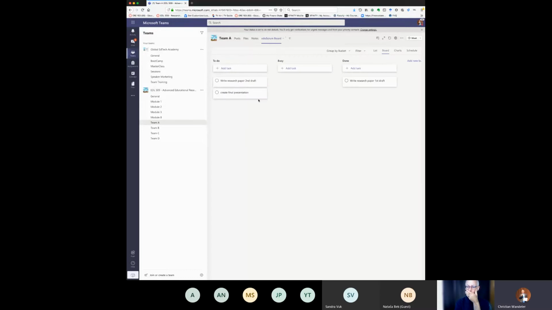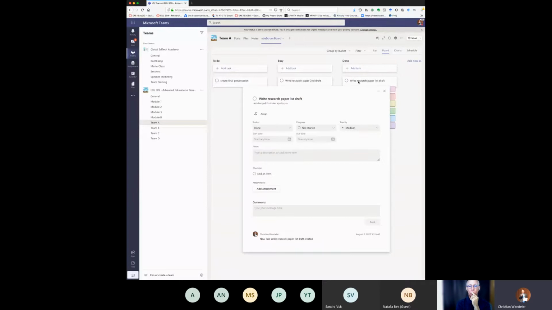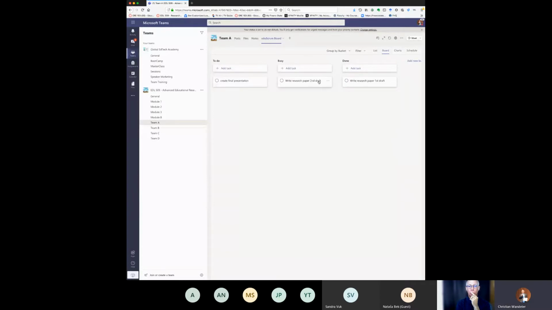And here's another little example for them, right? These guys are busy writing the second draft of the research paper, and they're already done with writing the first draft. I'm sorry. Plus they can do all the other stuff. They can do the meetings. They can schedule stuff. They can collaborate. They can chat. Really a great tool to facilitate this collaboration within the Teams environment here.